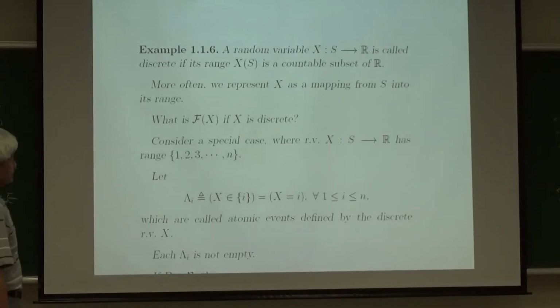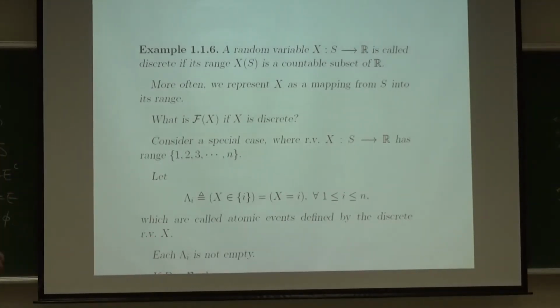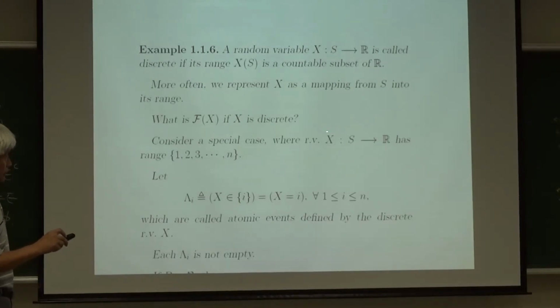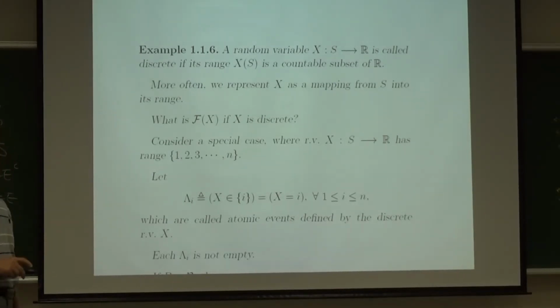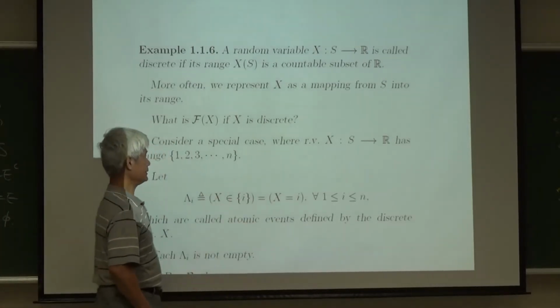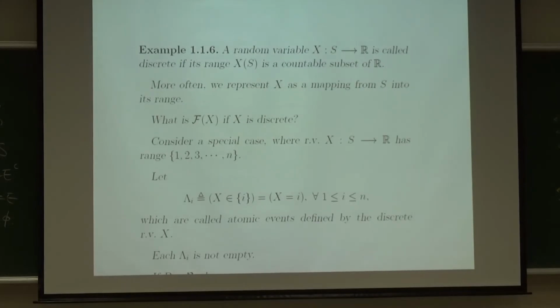Now we define some fundamental events, lambda I. Lambda I is the event that the random variable has value I, meaning that the associated measurement device outputs I. They are called atomic events. They are the most basic events you can have.